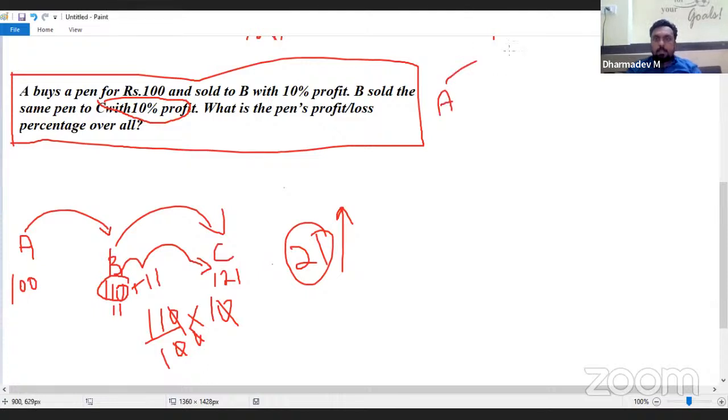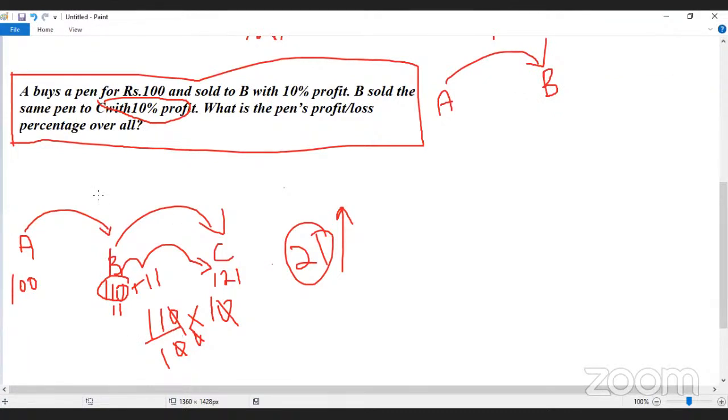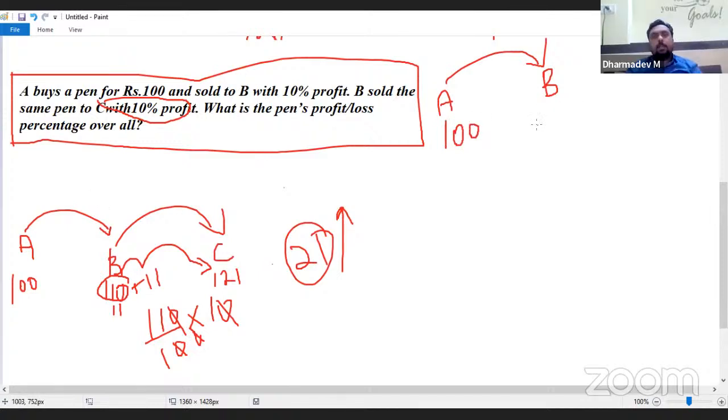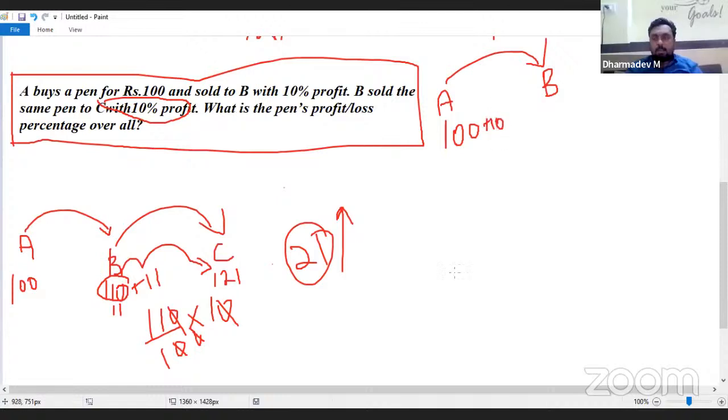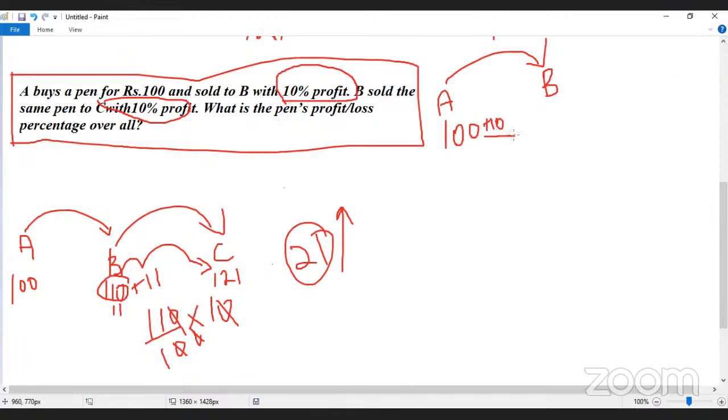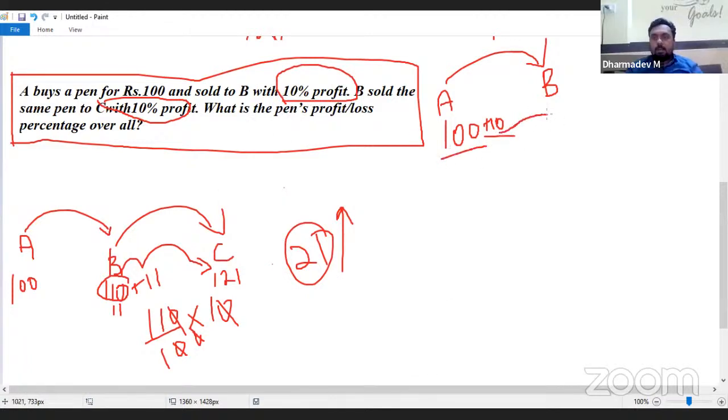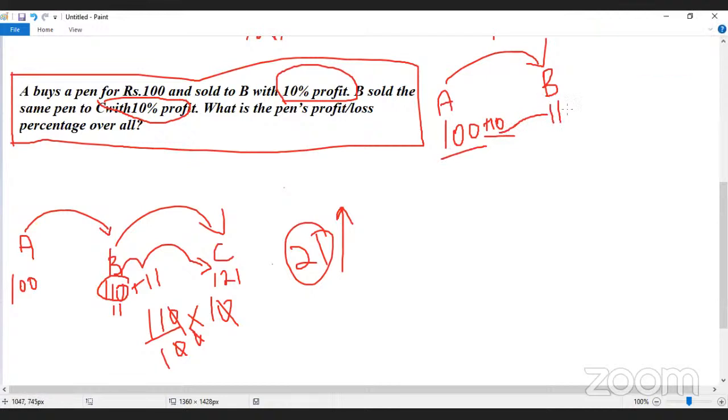See, A selling it to B. What was the cost of A when he bought it? 100, yes. So he's selling to B. When B purchased it, what is the cost? And what is the selling price of A? 110, sir. 100 plus 10. Are you clear with that, Joseph, how you get this 10? It is given 10% profit. So we are adding up 10%. 10% of 100 is 10. So adding it, it is 110.